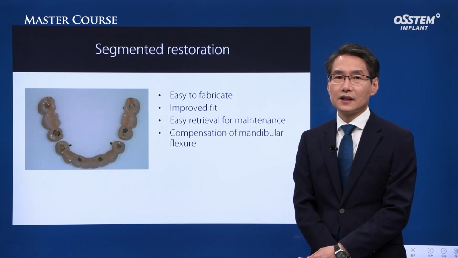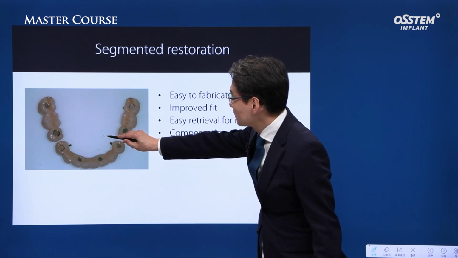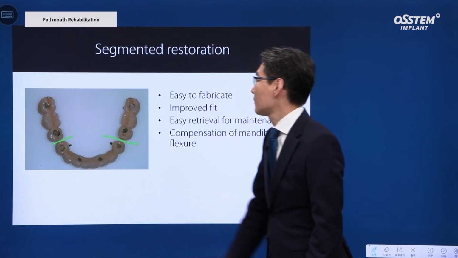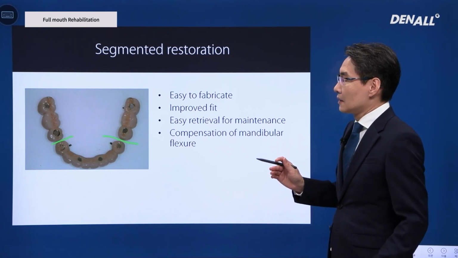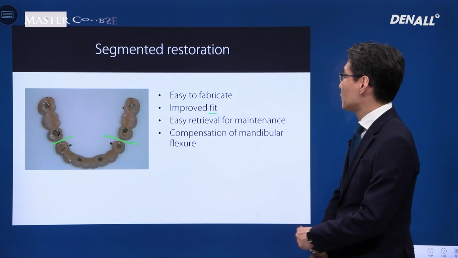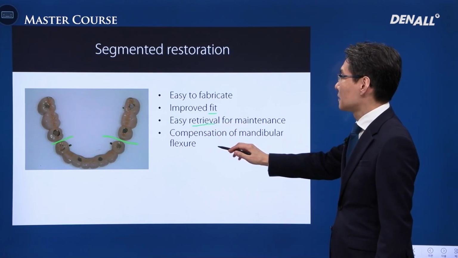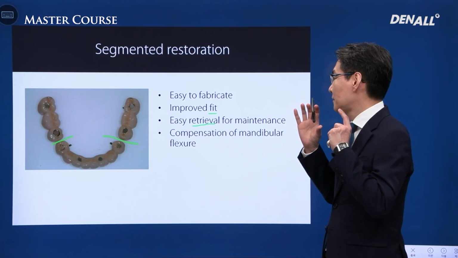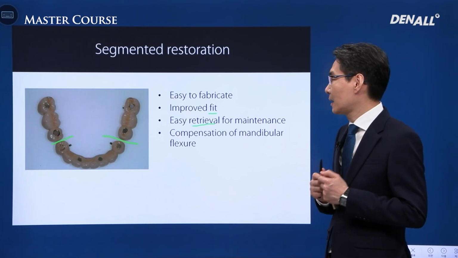Segmentation is very important in full arch restoration. As shown, you can do segmentation between first and second premolar, and this has been done here as well. Fabrication is easy, and if the extent of prosthesis is limited, the fit can be gained easily. Retrievability can be excellent, and you can also compensate for implant failures due to mandibular flexure or prevent prosthesis fractures.